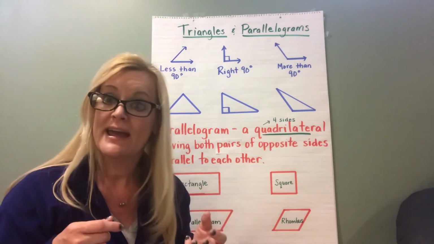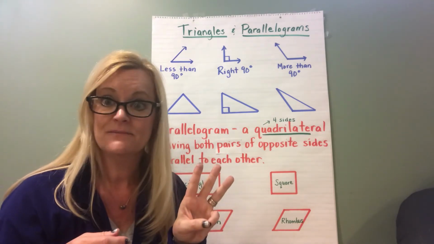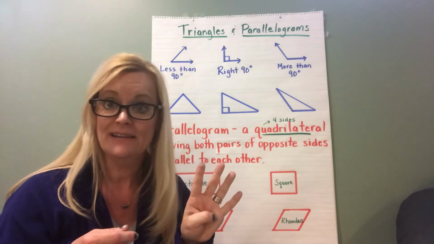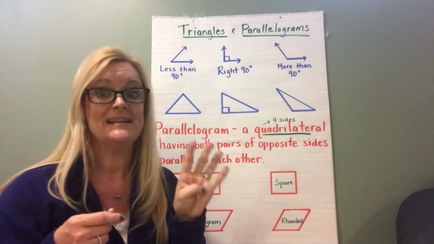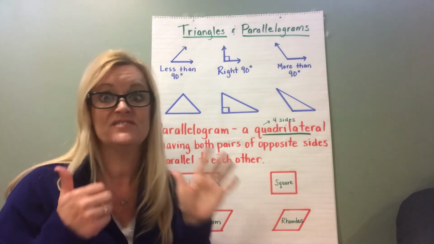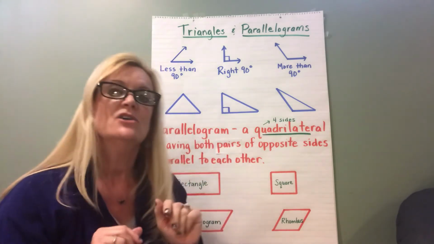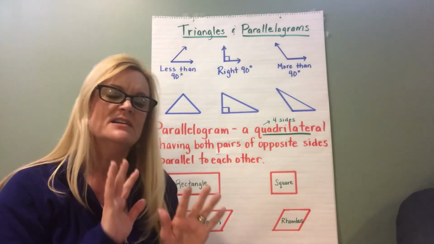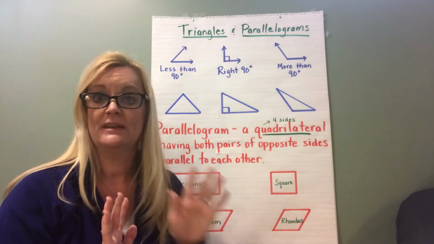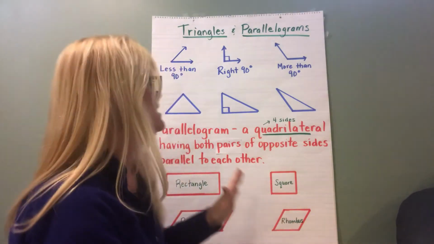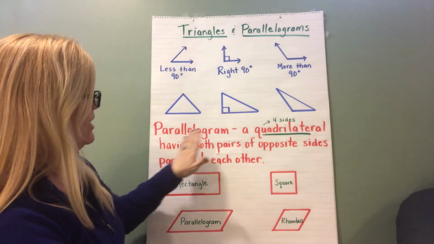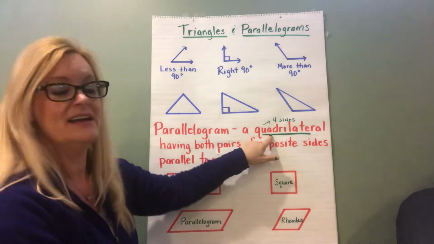For example, triangles have 3 sides, quadrilaterals have 4 sides, pentagons have 5, hexagons have 6, octagons have 8. So we've talked about different shapes and maybe the special names that go with those shapes. A parallelogram is a special kind of quadrilateral.